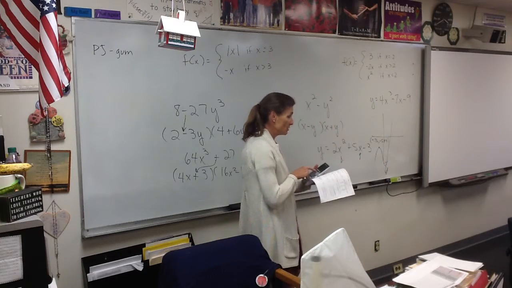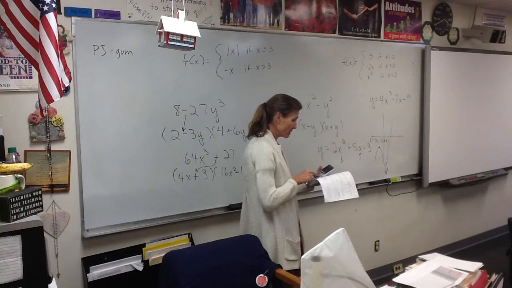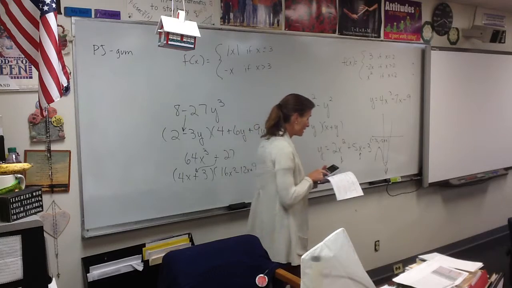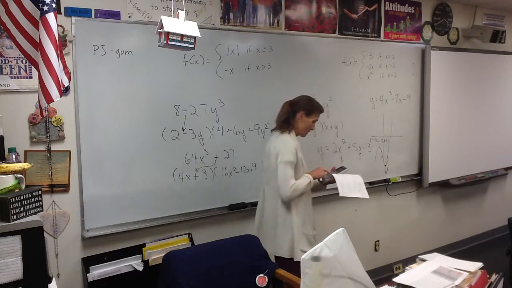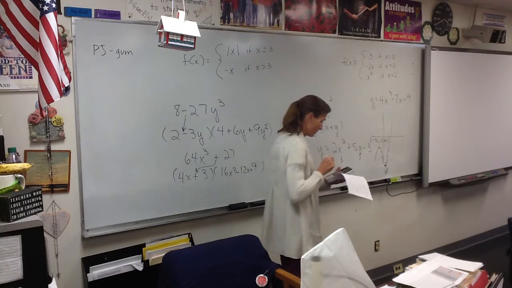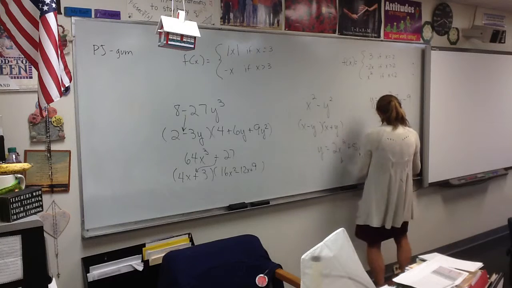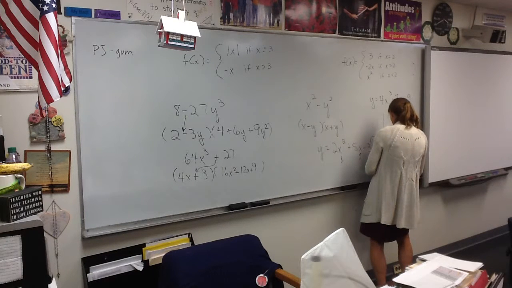So guess what I do? Second calc, go down to minimum, set your bounds on either side. Now remember, this is the point you're looking for. So left bound's over here, right bound's over here. And my minimum is 0.76, comma negative 12.56.